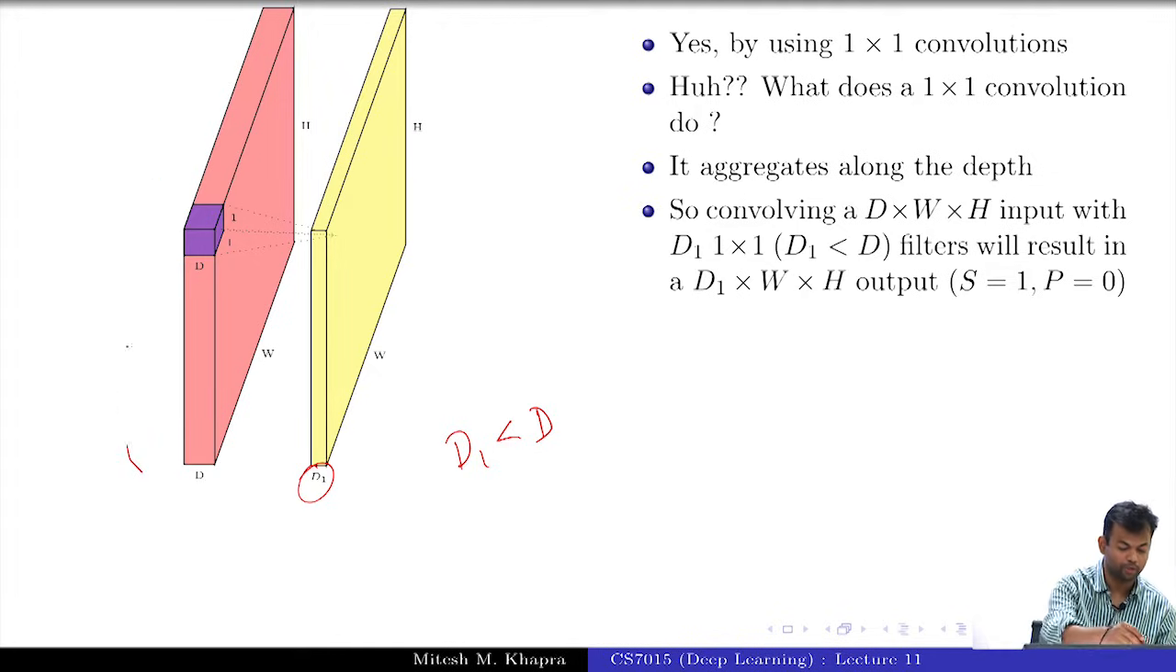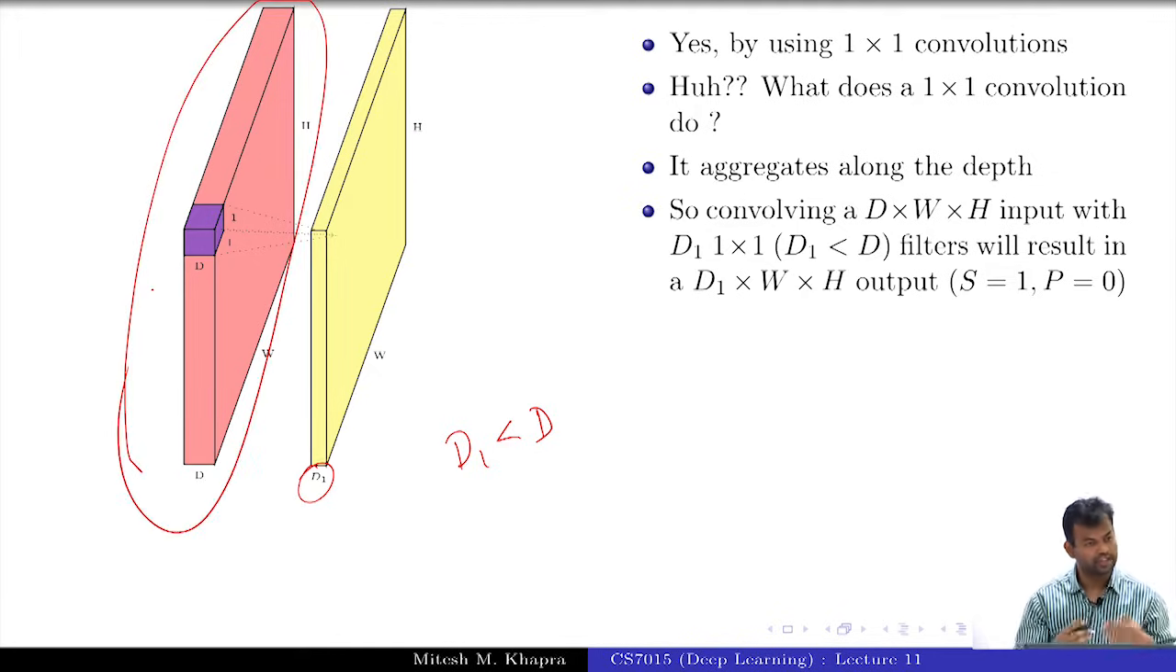So I take a certain output volume whose original depth was D. Now I take D1 1x1 convolutions, right? So I get an output whose depth is smaller than the depth of the original output. Is that fine? Everyone gets this? Okay. And you see how this will save computations, right?